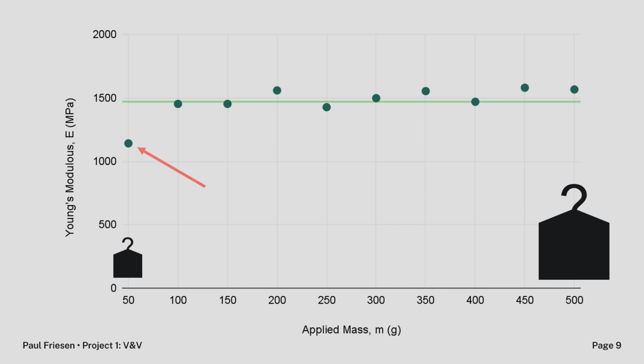Note the outlier at 50 grams. This shows some nonlinearity in the physical beam's elasticity that will not be captured in the simulations. We can expect the physical models to deflect more than the simulation when small masses are applied.